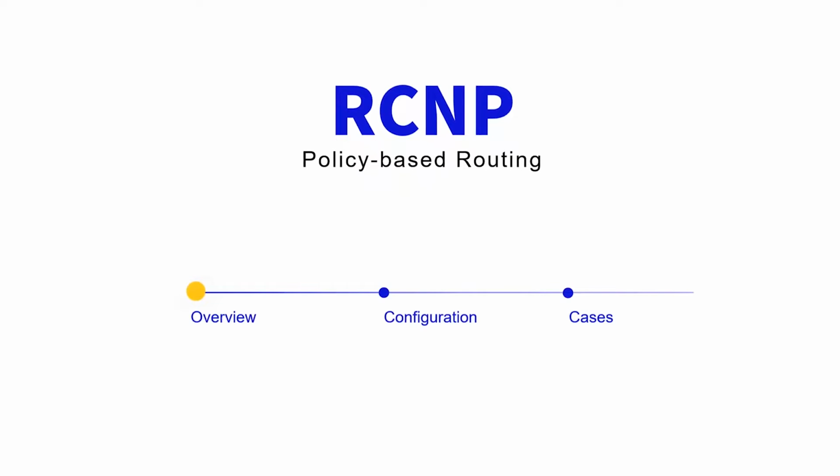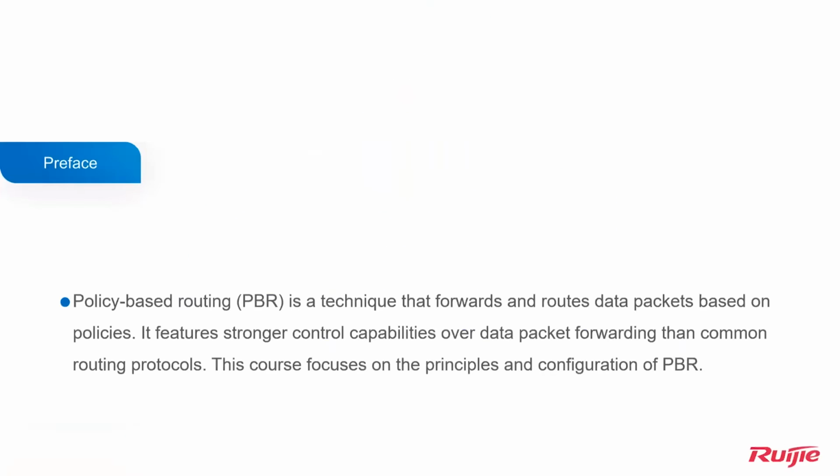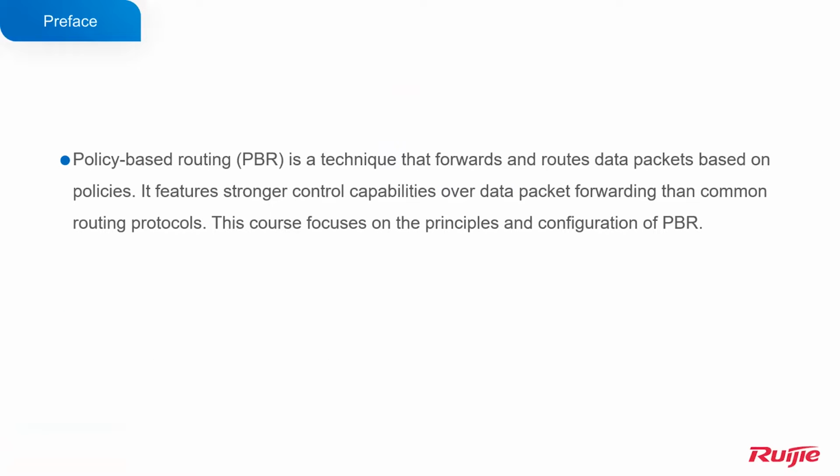Firstly, let's see the overview of this policy. PBR, which stands for policy-based routing, is a technique that forwards and routes data packets based on policies. So actually, it's totally different from the routing protocols we had just introduced. It features stronger control capabilities over data packet forwarding than common routing protocols. This course focuses on the principles and the configuration of PBR. From here, we can also know that PBR is more focused on the control of data packet forwarding.